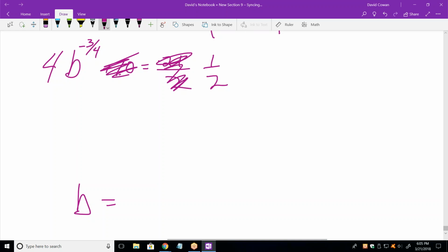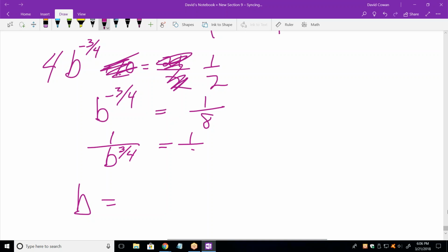So you just divide both by 4? And then you have b to the power of -3/4, and then what, 1/8? Yeah, so look at it now. I'm not sure. Well, it's hard to work with negative exponents, so let's change this to this. Okay?